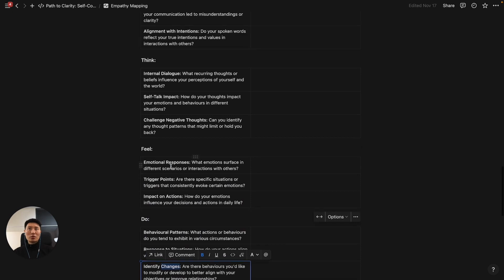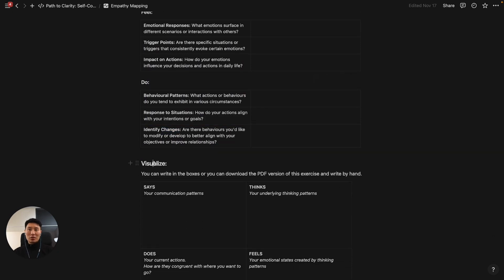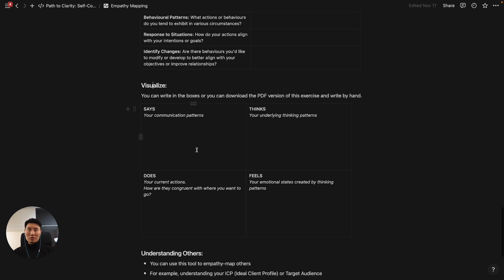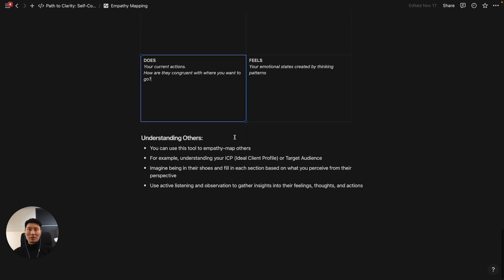And once you go through this exercise, you complete it, you can visualize, and again, you can do it pen and paper, or you can do it in Notion, right? Here are the 4 quadrants for you, and just work through them and write all this stuff down.